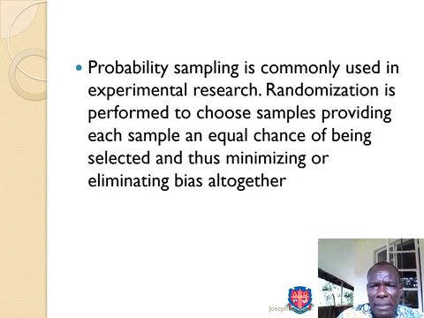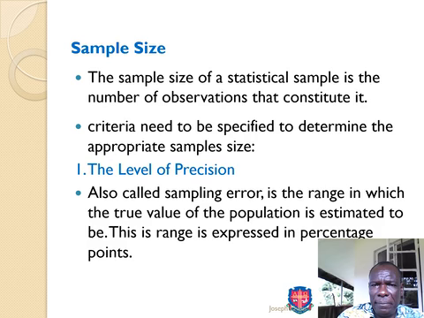Probability sampling is commonly used in experimental research. Randomization is performed to choose samples, providing each sample an equal chance of being selected, and thus minimizing or eliminating bias altogether.